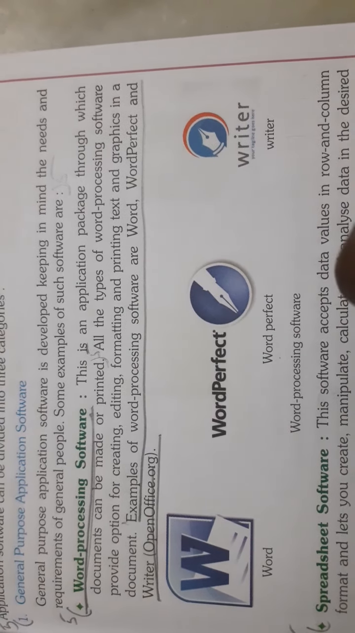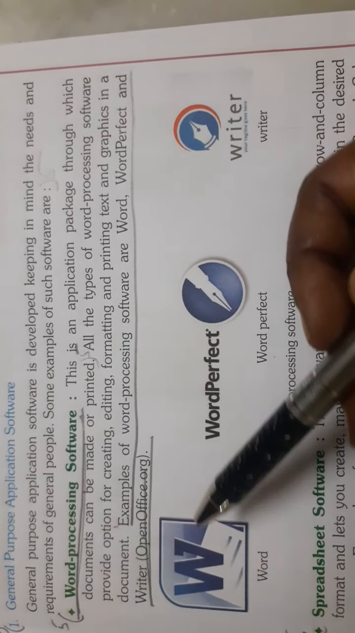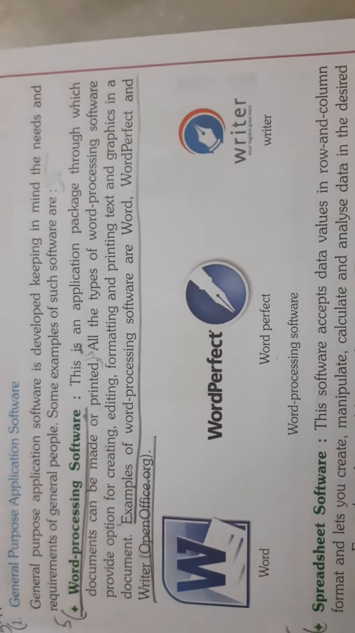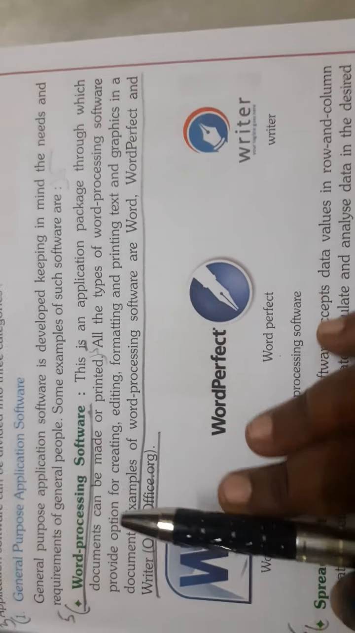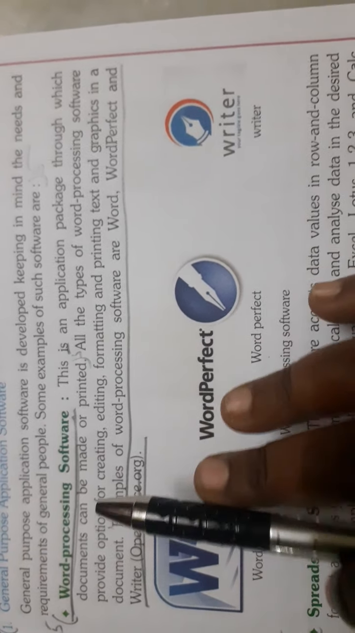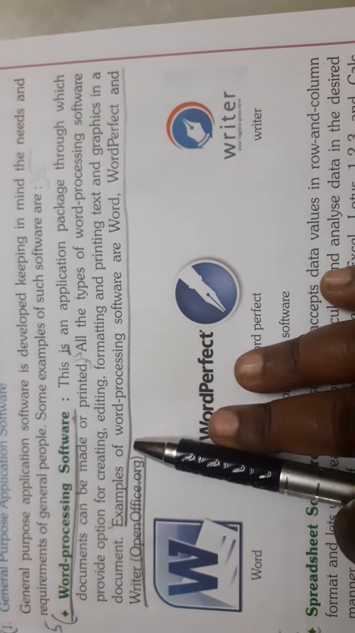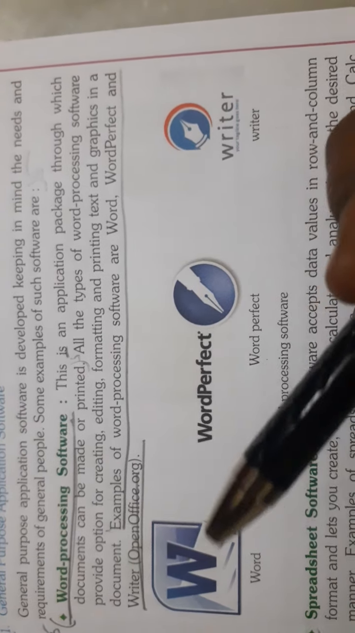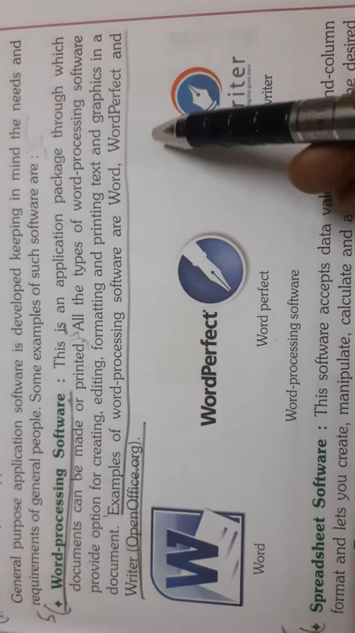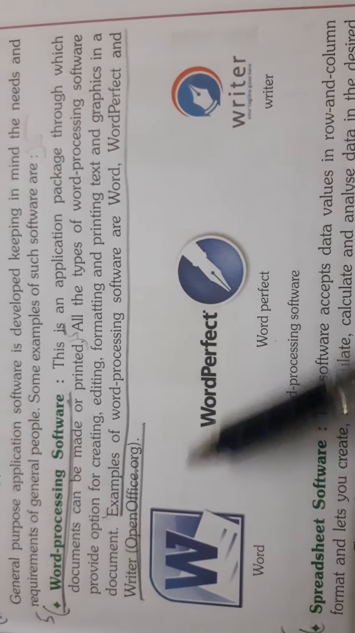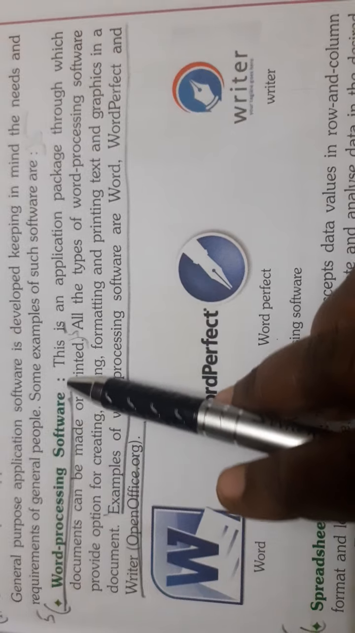documents, like we can design this textbook. How are we typing? By using word processing software. Newspapers, magazines, question papers, and some documents, memos, these all we are creating by using this word processing software only.